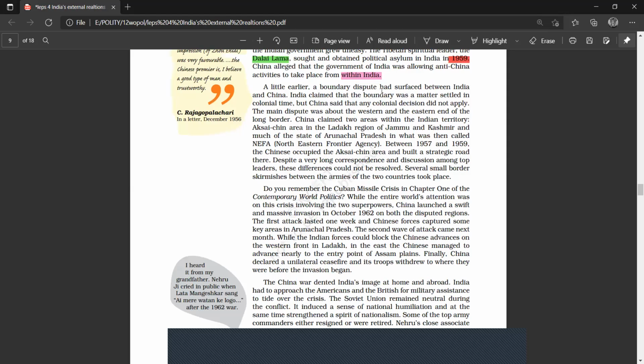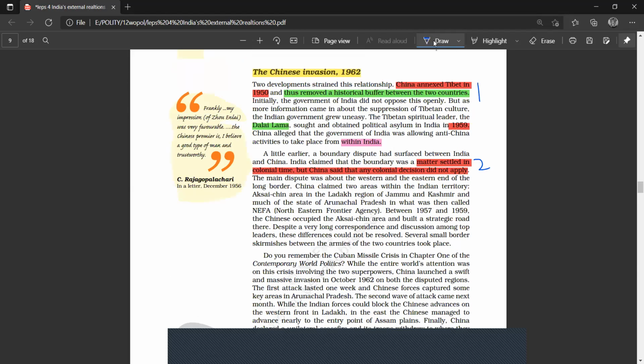A little earlier, a boundary dispute had surfaced between India and China. India claimed that the boundary was a matter settled in the colonial time, but China said that any colonial decision did not apply. So this is, I believe, point two, and point one would be here.